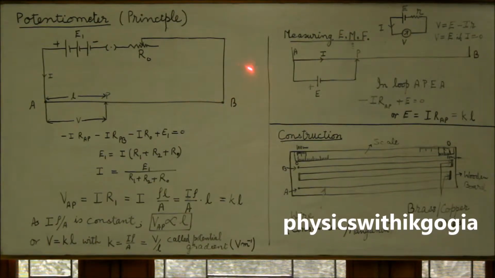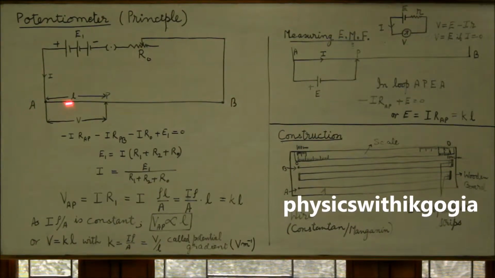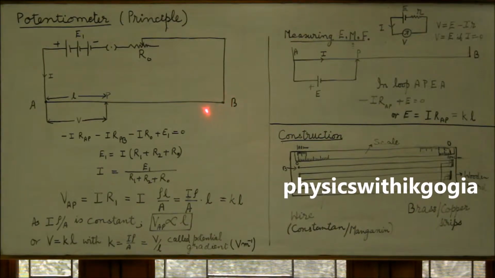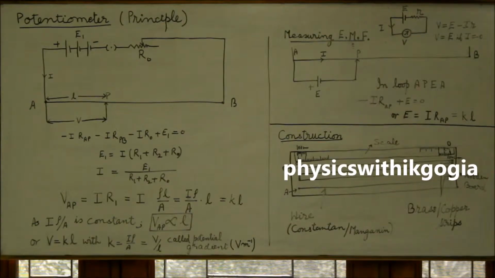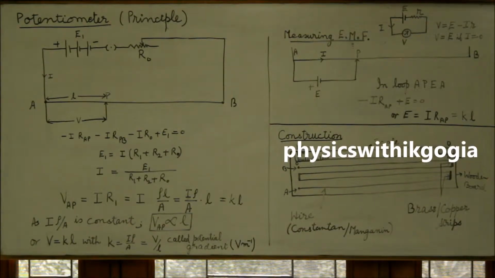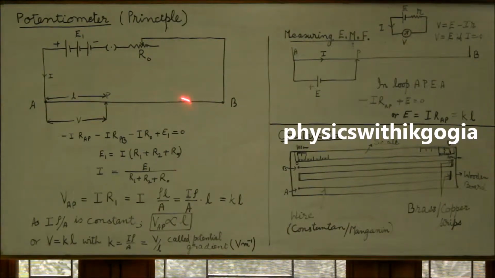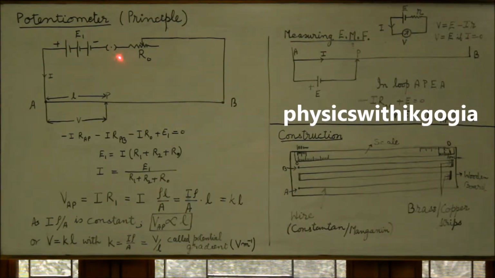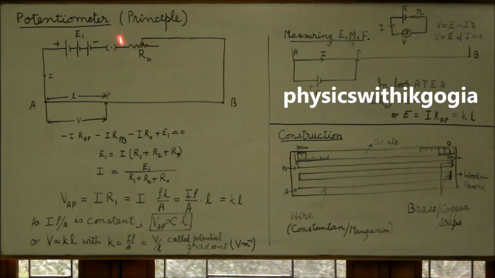To understand the principle, let's consider this circuit. AB here is a potentiometer wire. It's a long wire with uniform area of cross section made of constantan or manganese. Remember, these are the materials whose resistance does not vary appreciably with temperature. This wire AB is connected to a battery E1, a key, and a large variable resistance R0.